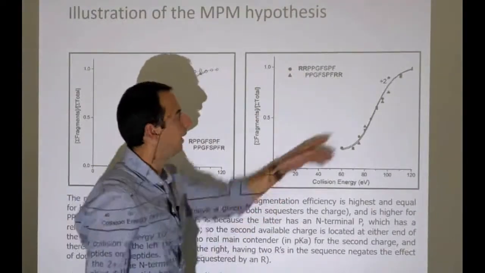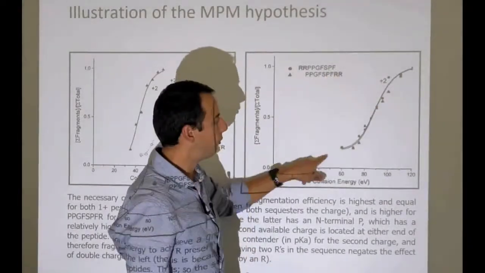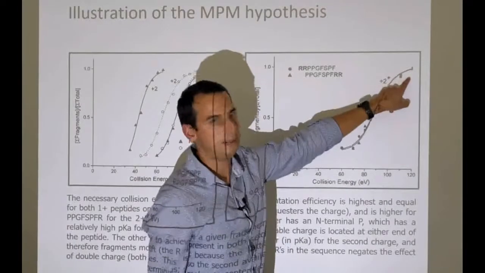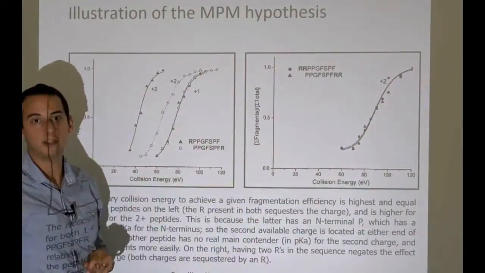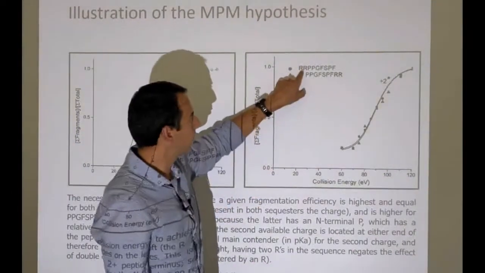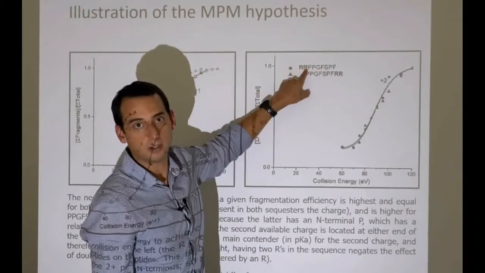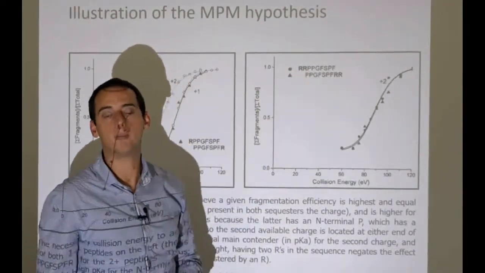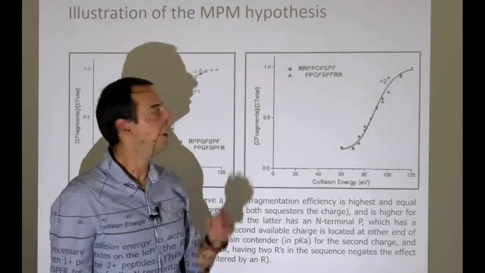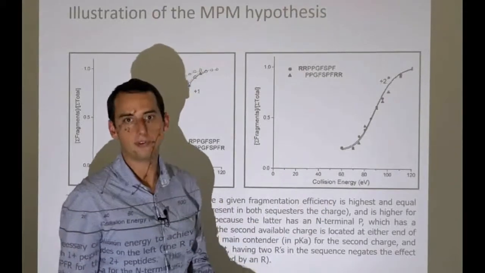And as we would expect, a doubly charged version of these peptides fragments exactly as badly as the singly charged version of the one with the single arginine. Because again, one proton is going to live on the first arginine, the second proton is going to live on the second arginine, and the same here, and none of these two sequences will have a mobile proton. So this is quite convincing evidence of the mobile proton hypothesis.